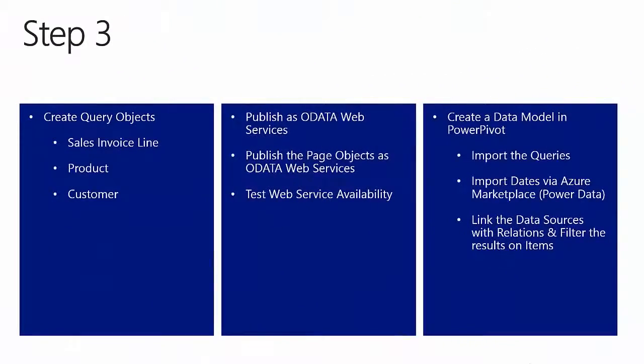Now that we have imported our dates into Power Pivot, we have the results of the queries, we have the dates, and what we need to do right now is link the results of the different data sources. In order to do that we are going to create relations in Power Pivot, and we might also want to filter the results, for example. Let's see how we can do this in Power Pivot.